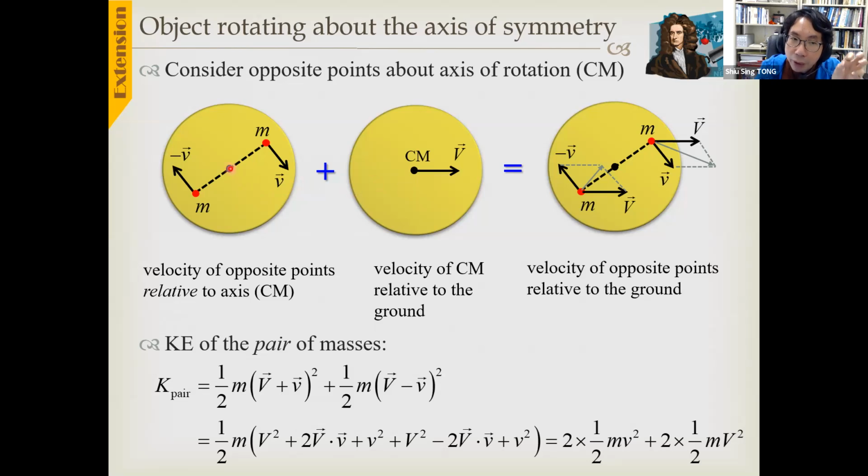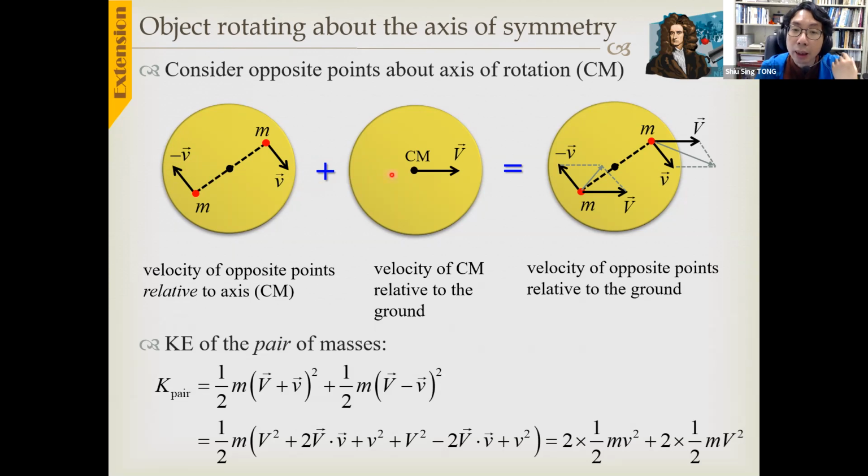Now, when we consider the rotation of the body about the center of mass, we have an opposite pair of particles. On each side, we have a mass m, because the body is symmetric about the axis of rotation through its center of mass, and the object is circular. So we have a pair of particles on opposite sides of the center of mass, and this pair has opposite velocities: one with velocity v in this direction, and the other with velocity minus v in the opposite direction.